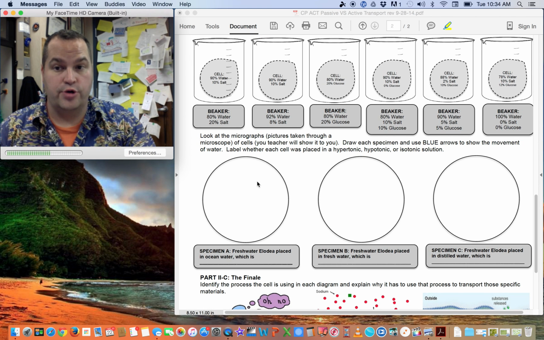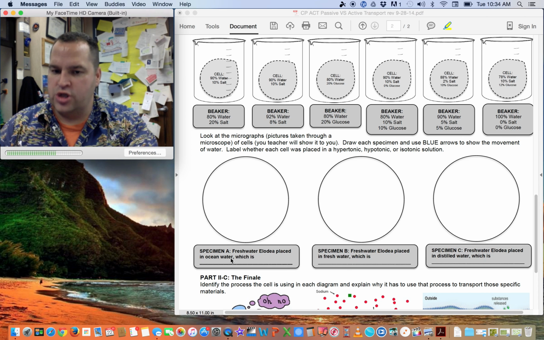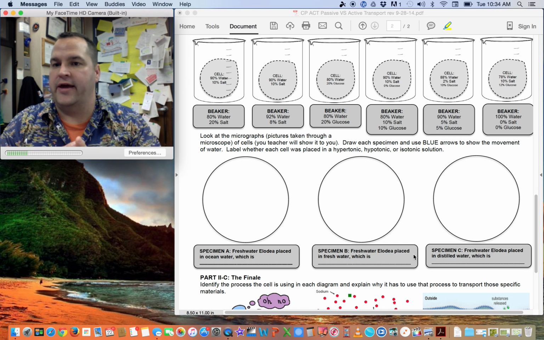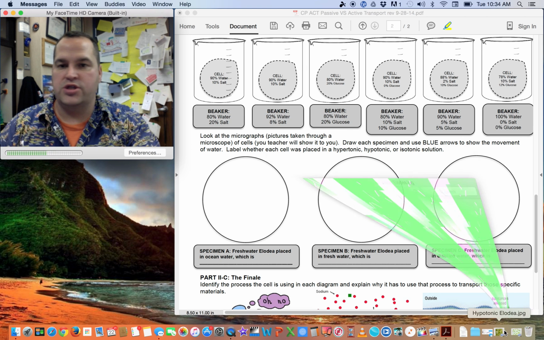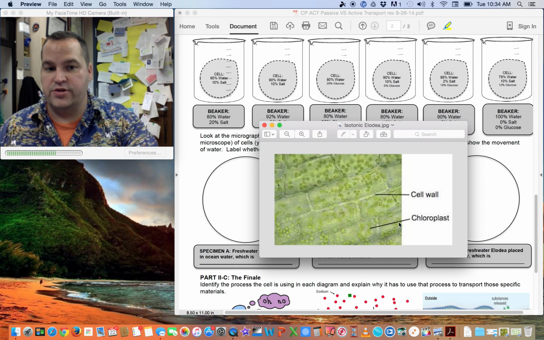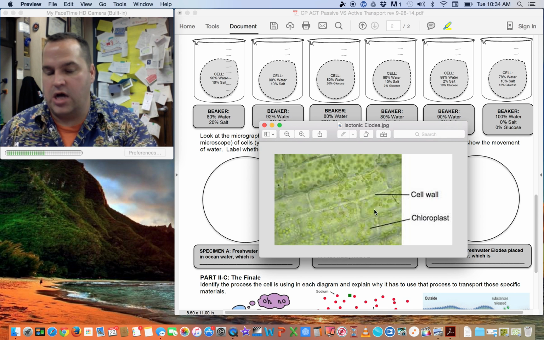All right, this next one asks you to look at specimens. I'm going to show you those right now. All right, the first one says salt ocean water. The next one says fresh water, and the next one says distilled water. So we're looking at a water plant, Elodea. We've all looked at that in the microscope, and this is kind of what we saw when we looked at it under our microscope. Okay, so this is Elodea under fresh water, isotonic.